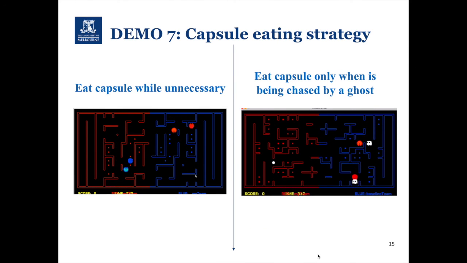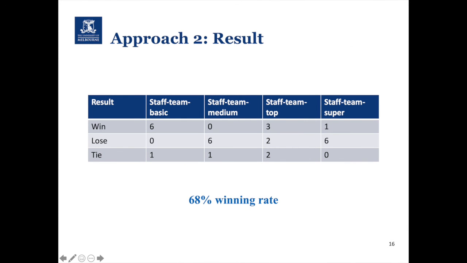Demo 7 shows that the agent will only eat the capsule when it is being chased by a ghost, which improves the efficiency of the attacking agents. The win rate of approach 2 against the staff team is 68%.